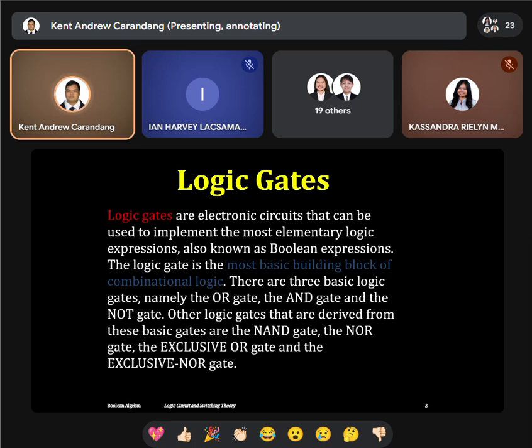So logic gates. The logic gate is the most basic building block of combinational logic. There are three basic logic gates: AND, OR, and NOT gate. Other logic gates that are derived from these basic gates are the NAND gate, NOR gate, exclusive OR and exclusive NOR gate. We will define the truth table for these specific types of logic gates.